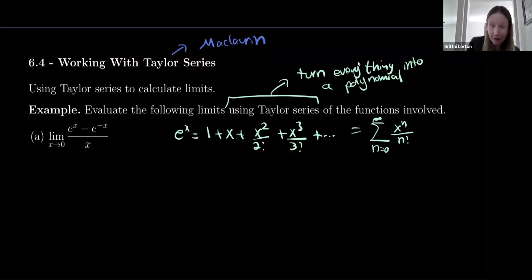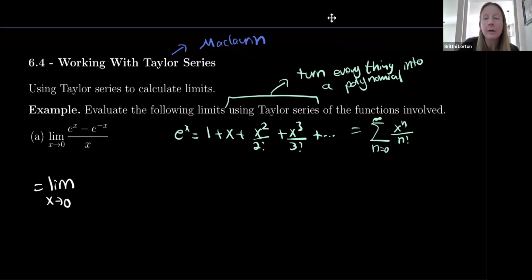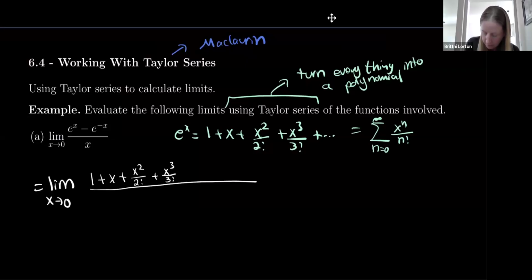Okay, so I'm going to plug that in. So this limit becomes the limit as x approaches 0 of, I'm going to plug in exactly what that polynomial is for e to the x. So I still have a fraction, and e to the x becomes 1 plus x plus x squared over 2 factorial plus x cubed over 3 factorial. Don't forget the dot, dot, dot. It has to have the dot, dot, dot. Otherwise, it would not be correct. This is, in fact, an infinite polynomial.